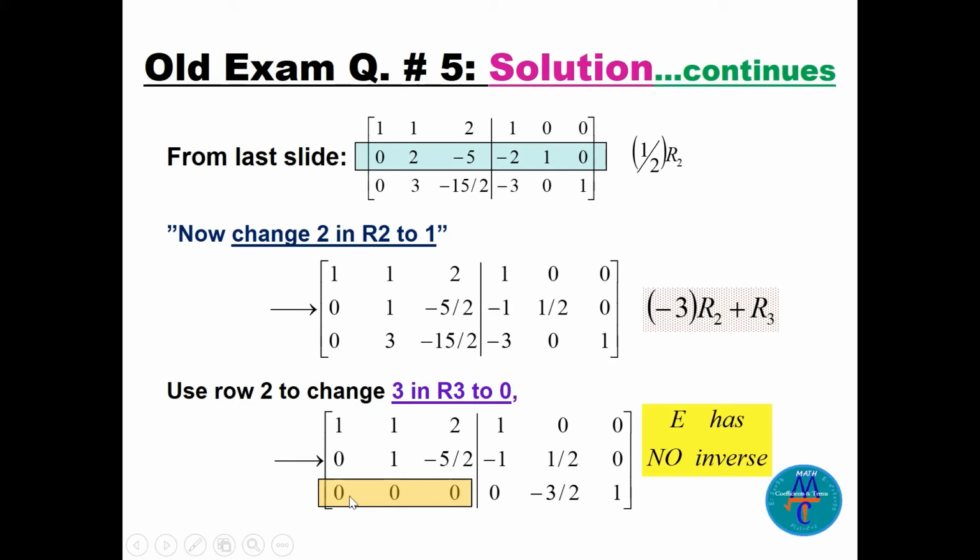That means I cannot reach identity here. I cannot reach 0, 0, 1. There is no way you can do that. That means E has no inverse.